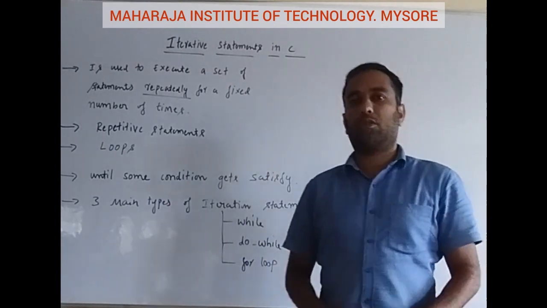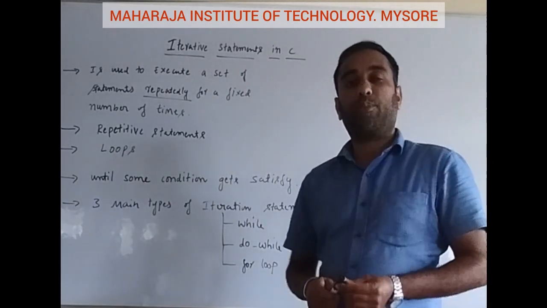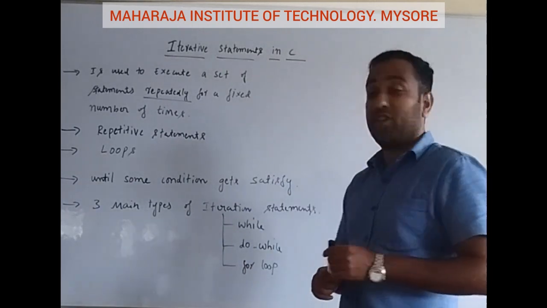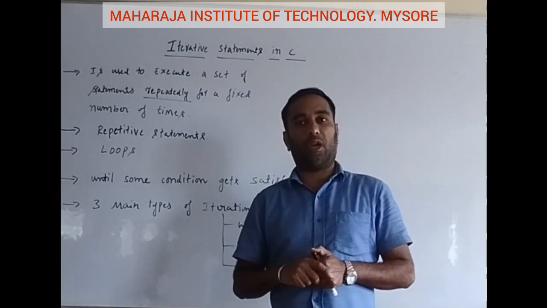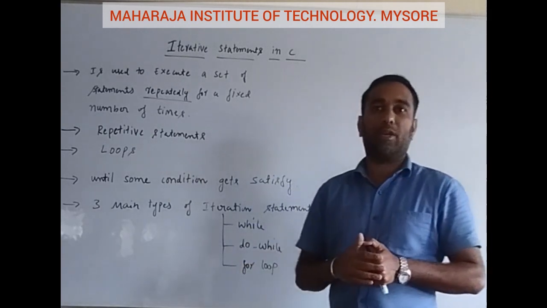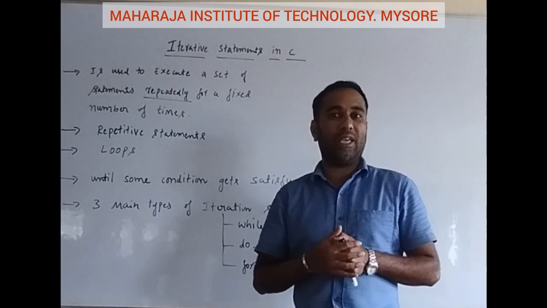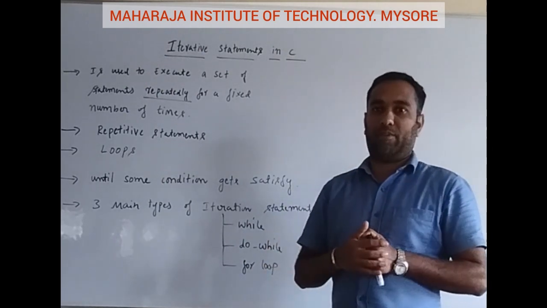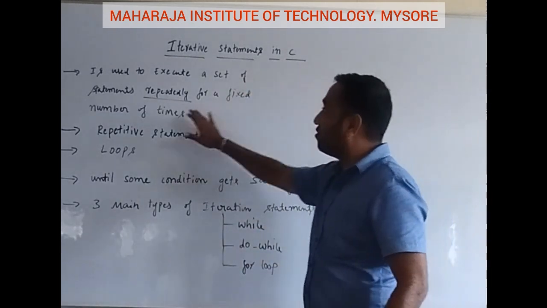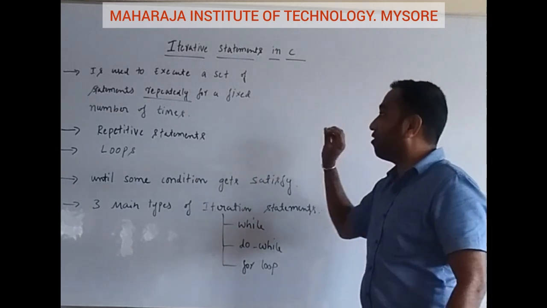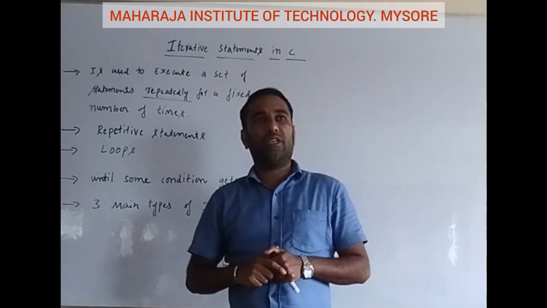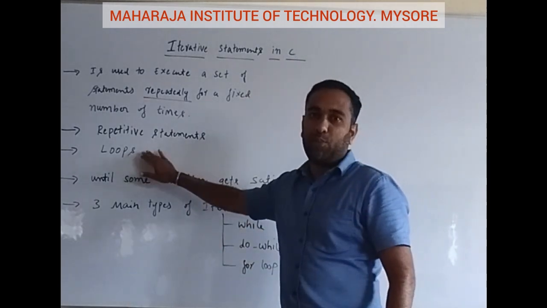Today we are going to discuss iterative statements in the C programming language. This statement is used to execute a particular statement repeatedly or continuously by giving a condition n number of times. An iterative statement in C is used to execute a set of statements repeatedly for a fixed number of times. Iterative statements in C are also called loops in the C programming language.